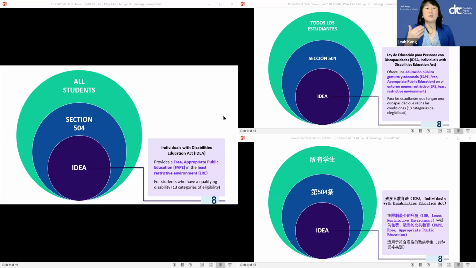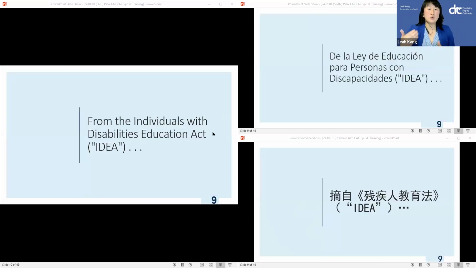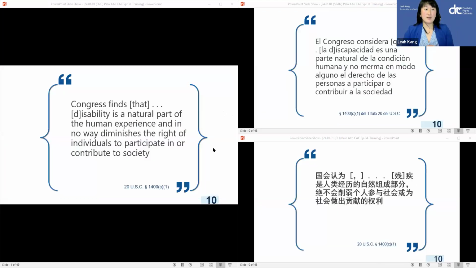And I want to talk a little bit more about the IDEA for just a moment. So if we could go to the next slide, I'll share 2 quotes from the IDEA. The first is the law says Congress finds that disability is a natural part of the human experience, and it in no way diminishes the right of individuals to participate or contribute to society. So disability is a natural part of the human experience.